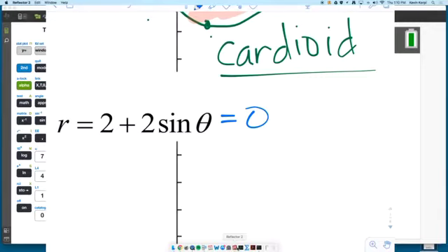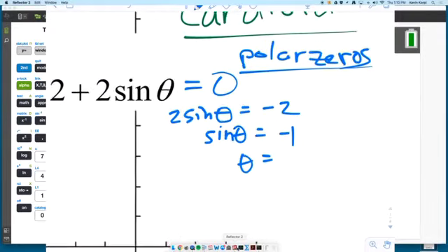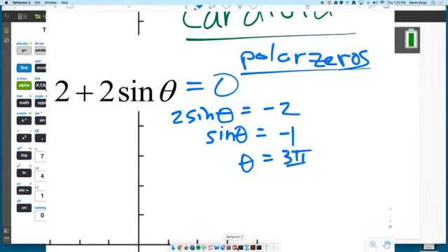Theta. Right? So if you want to find your polar zeros, set the radius equal to 0 and solve. We get 2 sine of theta equals negative 2. So sine of theta would equal negative 1. Now, where is sine equal to negative 1 from the unit circle? At 3 pi halves. So there's only one polar zero within one rotation.